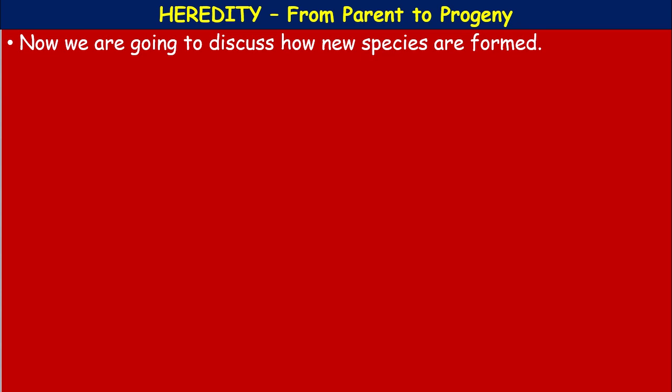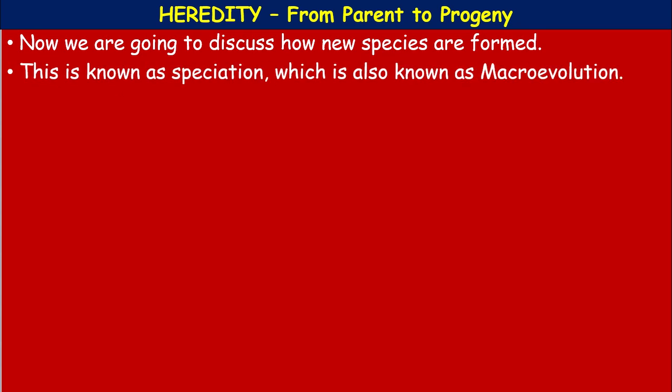Next, we are going to discuss how new species are formed, the formation of species. This is known as speciation, which is also known as macroevolution. Microevolution we have completed. Now, macroevolution. What is macroevolution?